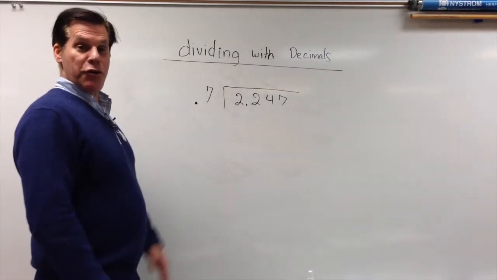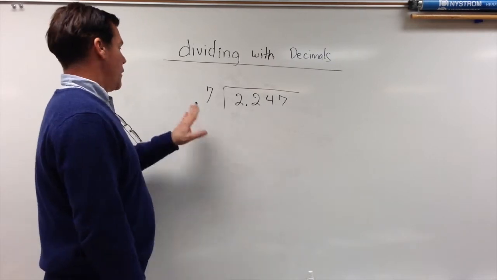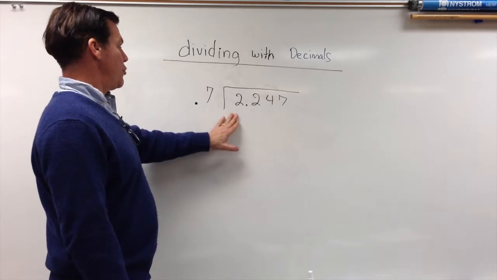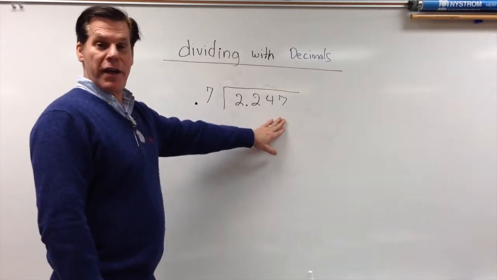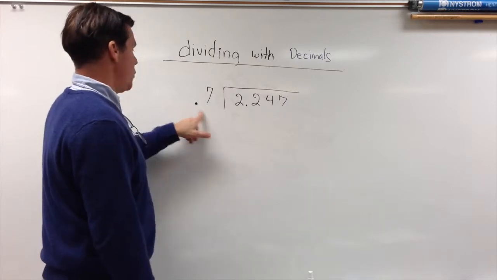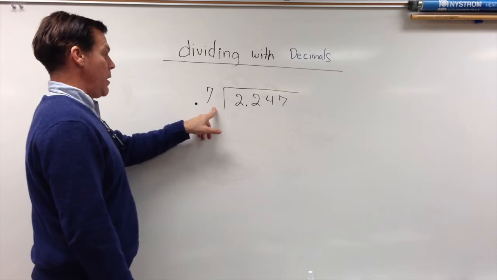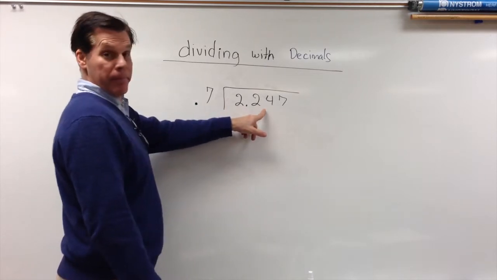All right, now what I'd like you to do is try this one on your own. Here I've got 0.7 goes into 2.247 how many times? Remember, the first thing we want to do is try to move the decimal point over 1. If I move this over 1 time, I have to move this over 1 time.